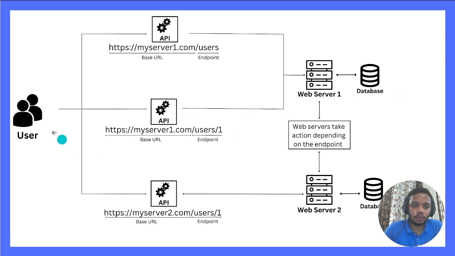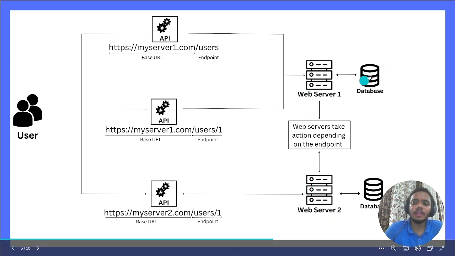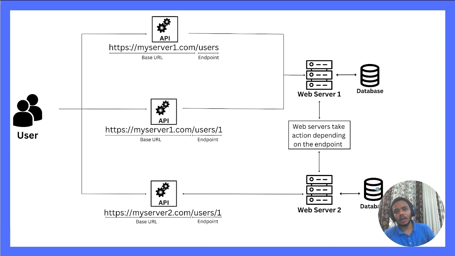So you are the user, you have different servers, let's say web server 1, web server 2. These are connected to a database. You know what a database is. Databases are the storage units of the server where the data is stored, and the server can get the data and send the data to the database accordingly.